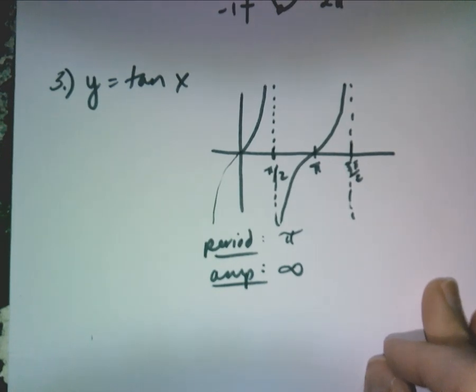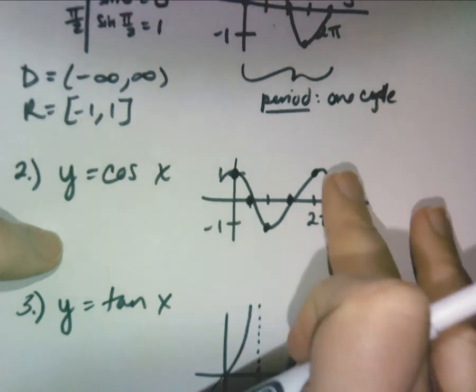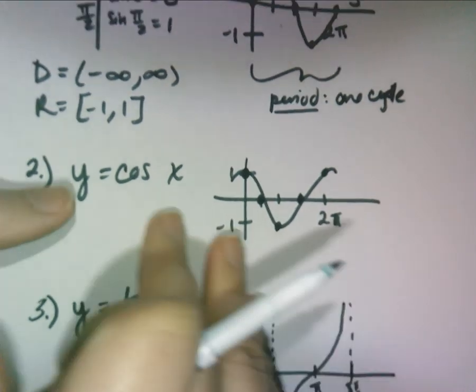All right? So there's good old sine, cosine, and Mr. Tangent. Now let's do their reciprocals, which look fun. For sine and cosine, amplitude is 1, and the cycle is still 2 pi. One period is 2 pi. For tangent, the period is pi, and the amplitude is infinite.